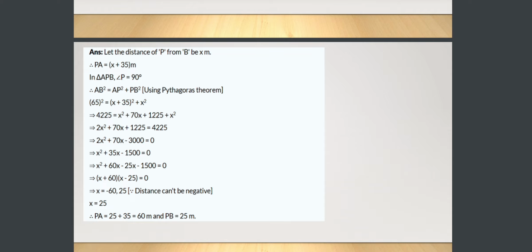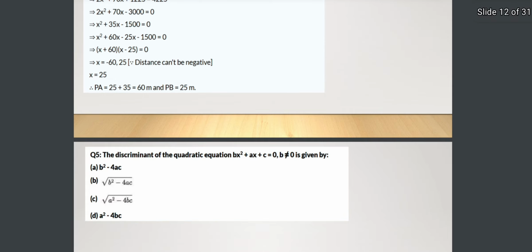And how will you find PA? PA equals PB plus 35. Why? The question says it. Okay. You can read this question. I hope all of you got the solution. Let's move to another question.